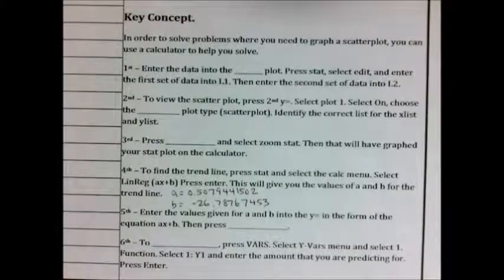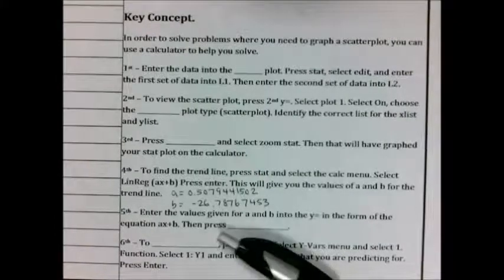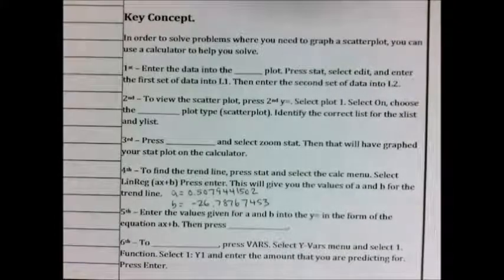And then this last thing: we built the scatter plot, we built the trend line. Now the sixth thing we need to do is to predict. Remember, our problem asks us to predict the dosage for a person weighing 240 pounds. We press vars, select the Y vars menu, and select function. Select Y1 and then type the amount you are predicting for and press enter.